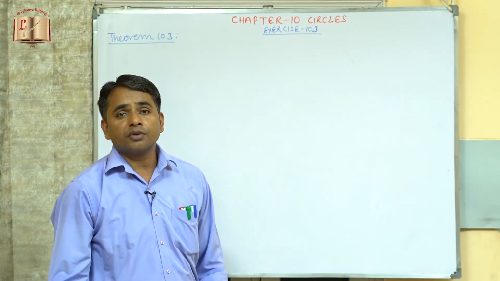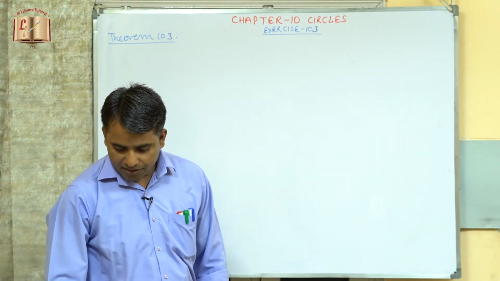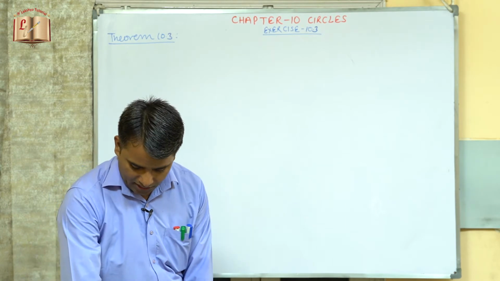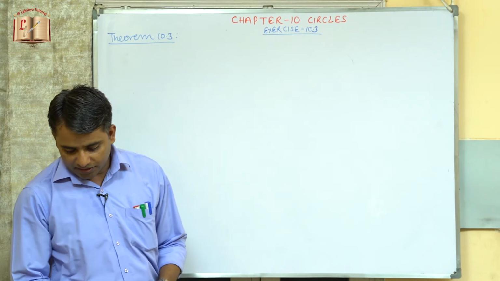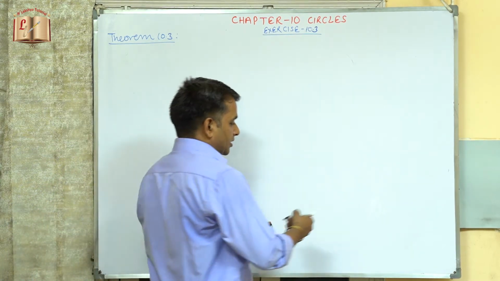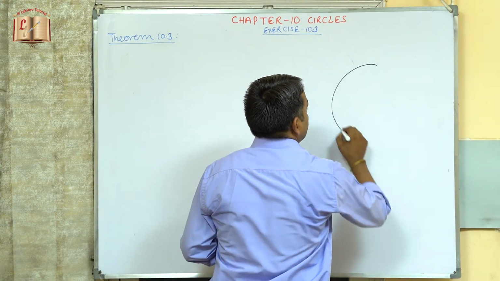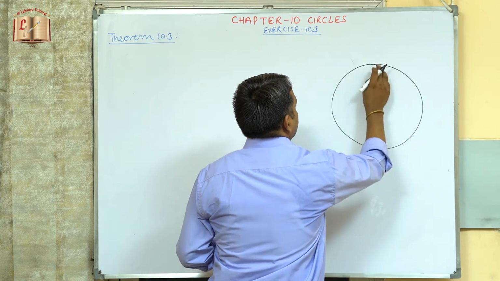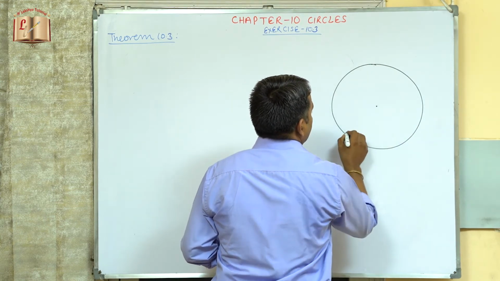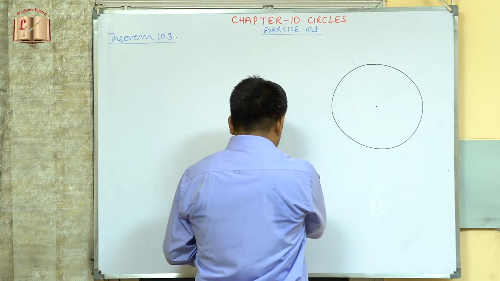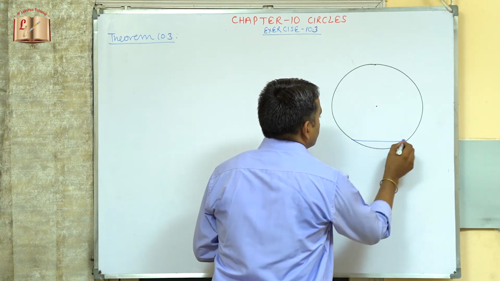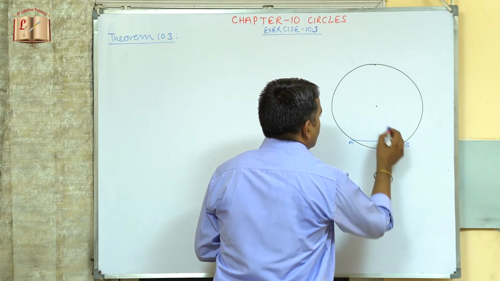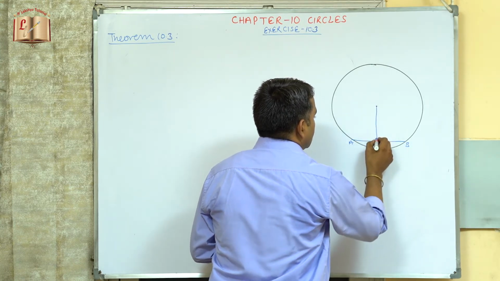Come to theorem 10.3, which says that the perpendicular from the center of the circle to a chord bisects the chord. Now this is a circle and this is a chord AB. Now the center of the circle.